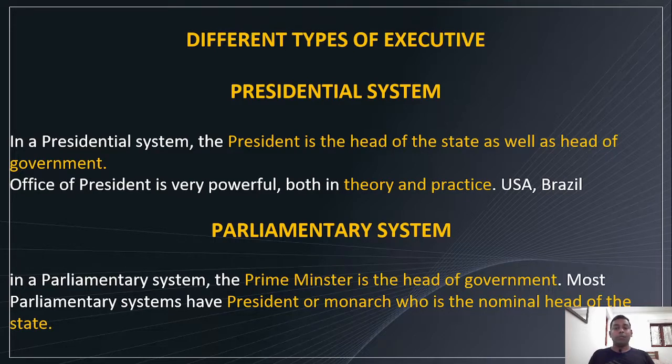So hope you get the difference between prime minister system and presidential system, right? In presidential system, president is head of both the government as well as the state. He will be super powerful then, right? He is not responsible to the legislature. But in India, we follow parliamentary system. Here, prime minister is the head of the government, but president is the head of the state, nominal head of the state. Or in Britain, it's a monarch, right? So these are the different types of executive. Hope you understood this, right?